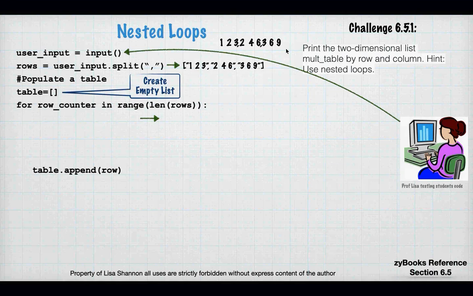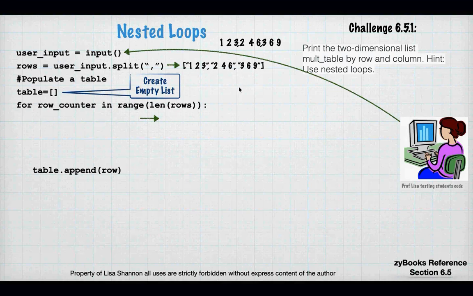My outer loop is going to say for row counter in range len rows. Now, I named this rows up here on purpose. If you have ever seen an Excel spreadsheet, you know that it has rows and columns. And that's what multidimensional lists are: rows and columns. You can have more rows and columns, you can make them very, very detailed. But for right now, we're sticking with two dimensions.